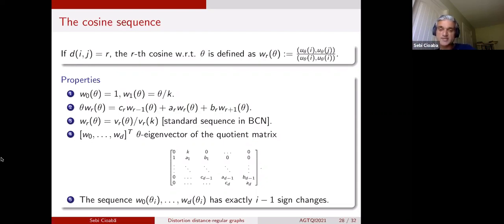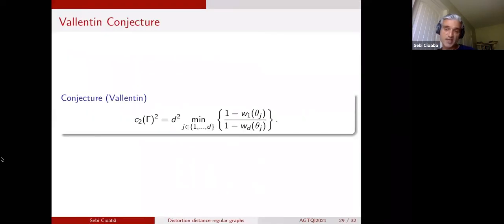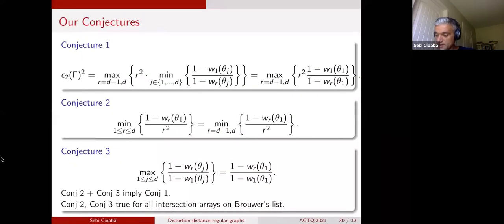You know exactly how many sign changes you have, how many sign changes between consecutive differences. They satisfy this recurrence relation and so on. I'm sorry for going a bit too fast here, but essentially Valentin's conjecture can be reformulated in terms of these cosine sequences as the following: that C2 of G is D squared times the minimum of this quantity, and we show that it's not true. And here's our attempt to save it. Maybe it's not the best attempt because we come up with more conjectures.